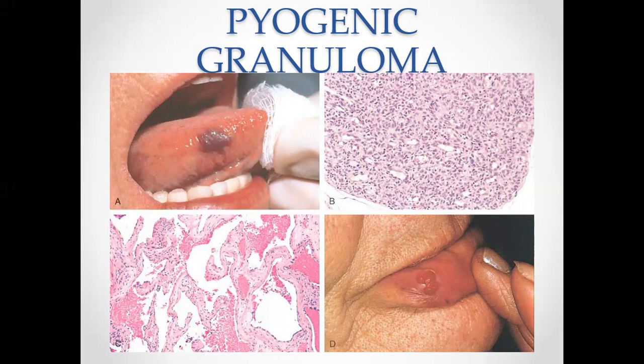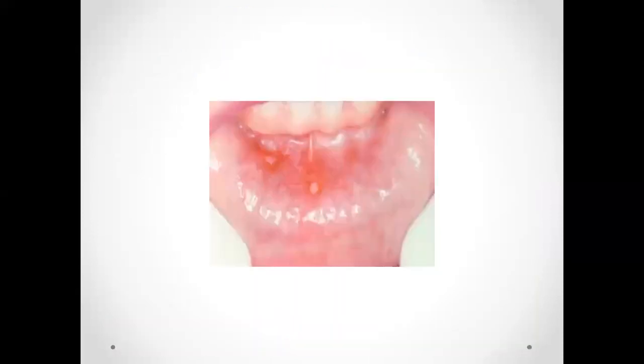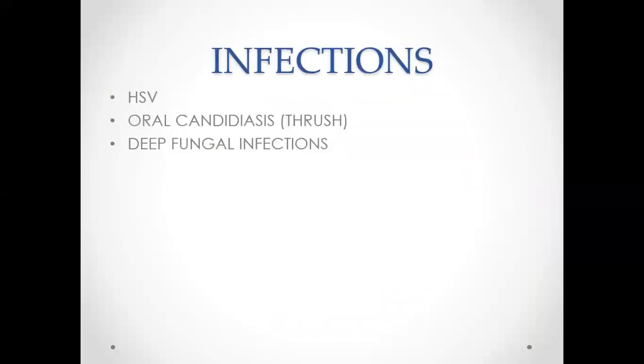And as the name indicates, pyogenic granuloma, there are neutrophils and the microscopic appearances, they resemble granulation tissue. So this pyogenic granuloma is often seen in pregnant females and it is also called a pregnancy tumor. So that is about the pyogenic granuloma.